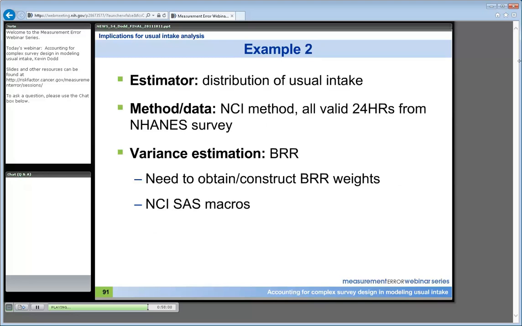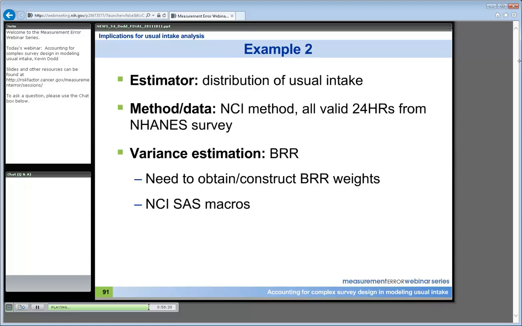Well, what if, for my second example, suppose I wanted to estimate the distribution of usual intake from my NHANES survey data, and I wanted to use the NCI method. The data I would need there are all the valid 24-hour recalls, not just the valid first-day recalls, and I've said for NHANES analysis, I would use the BRR method for variance estimation. Now, the SAS macros to implement the NCI method are partially survey-aware in that they perform weighted analysis, but you have to do some extra work to account for the stratification and clustering.